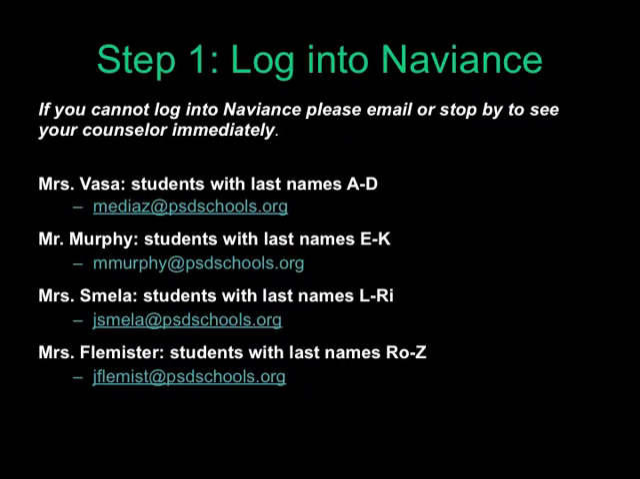Mrs. Vasa has students with last names A through D. Mr. Murphy has students with last names E through K. Mrs. Smella has students with last names L through RI, and Mrs. Flemister has last names RO through Z.